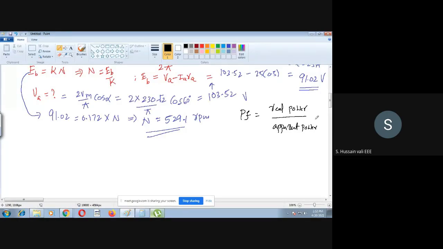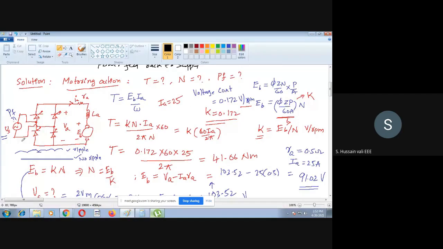I told you already about the real power and the apparent power. So what is the real power here? First of all, in this single phase full converter, where do you find the real power? Real power means the power which is being consumed by the motor. The motor voltage is here, the motor current is here.